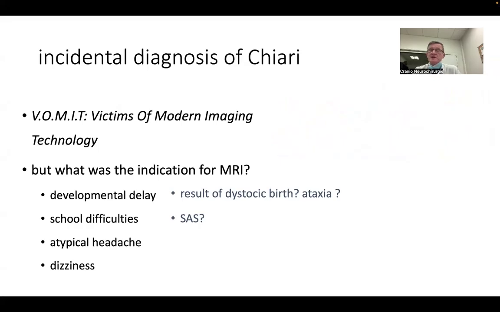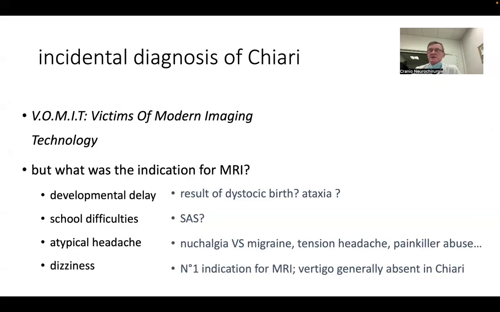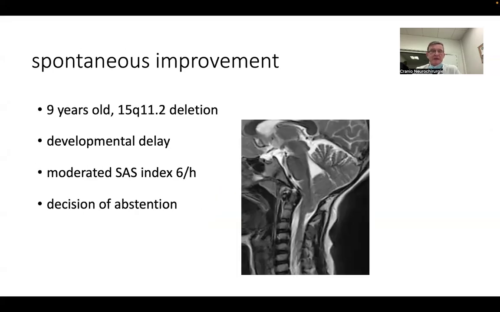It can be school difficulties, which, as I said, can be the result of sleep apneas. It can be atypical headache, but we have to ponder if it is neuralgia or migraine or tension headache or any other cause of a headache. And it can be dizziness. And for dizziness, we have to remember that it is the number one indication for MRI in private practice in radiology, and that vertigo is generally absent in Chiari. So it is really a red herring.